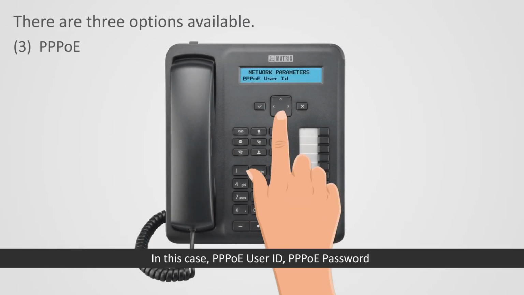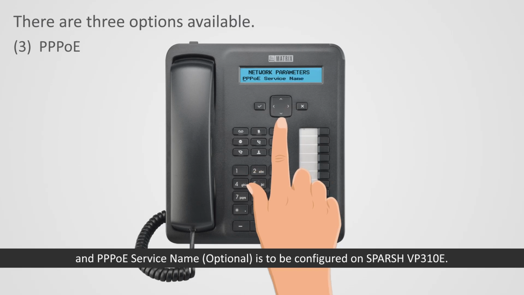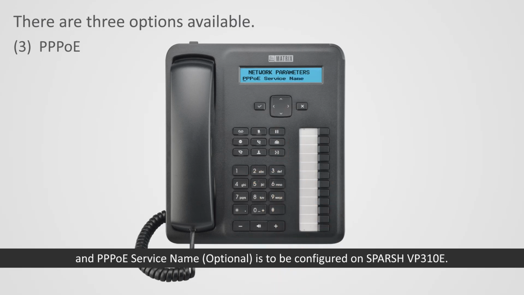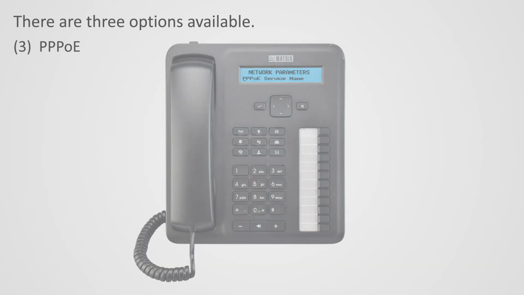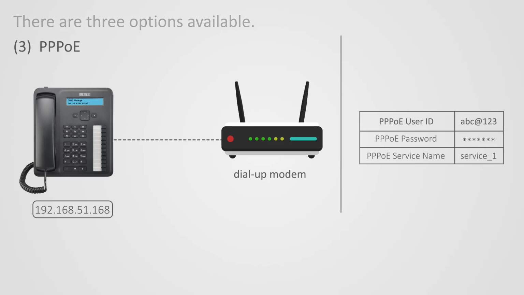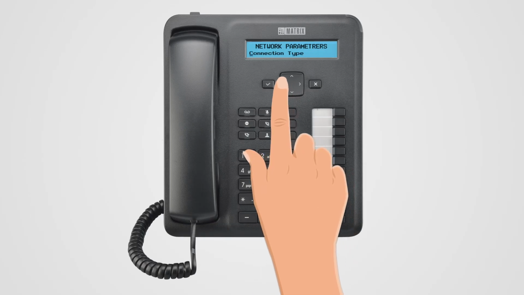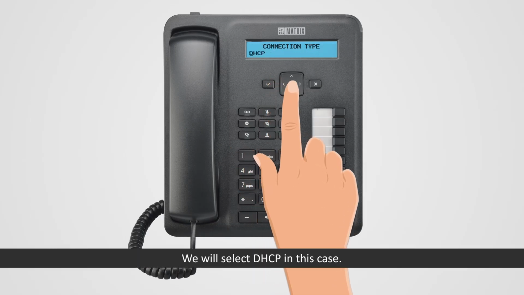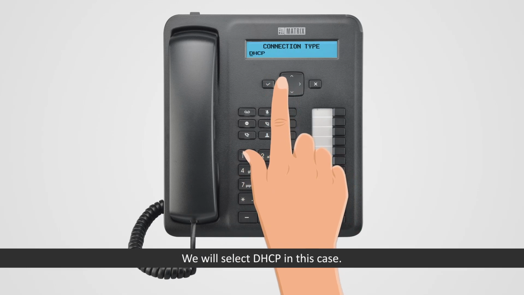In this case, PPPoE user ID, PPPoE password and PPPoE service name, that is optional, is to be configured on SPARSH VP310E. PPPoE server will allot IP address to SPARSH VP310E after receiving the dial-up request from the phone. We will select DHCP in this case.